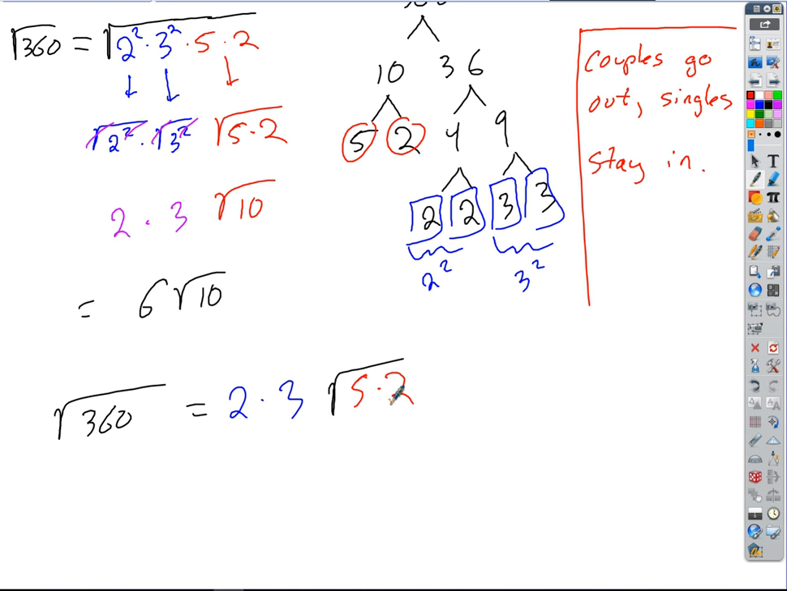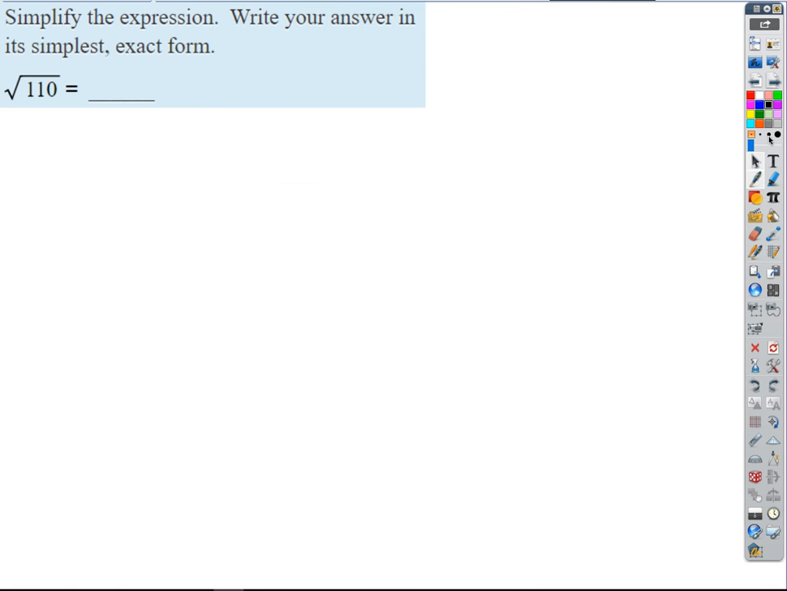Okay? Now let's try one of those. It's really simple. Let's try this guy. Square root of 110.